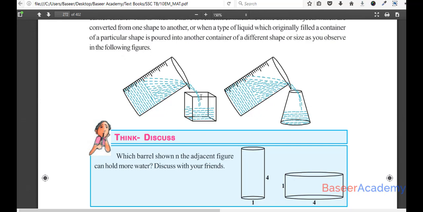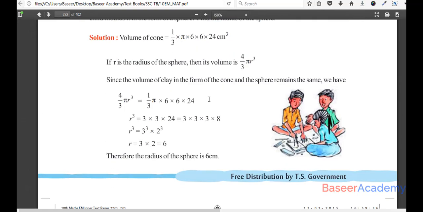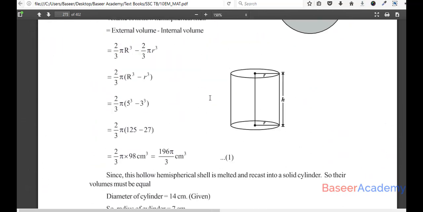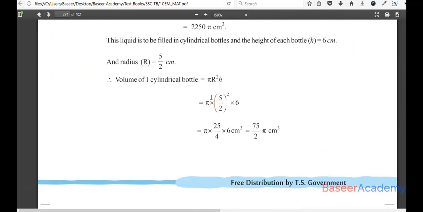I pour the water in a cubical container. Then the volume of water here would also be 64 centimeter cube, right? So when one shape is melted and casted into another shape, the volume of the new shape would be same as the volume of the previous shape. You will understand it in more detail when I explain you problems from exercise 10.4.